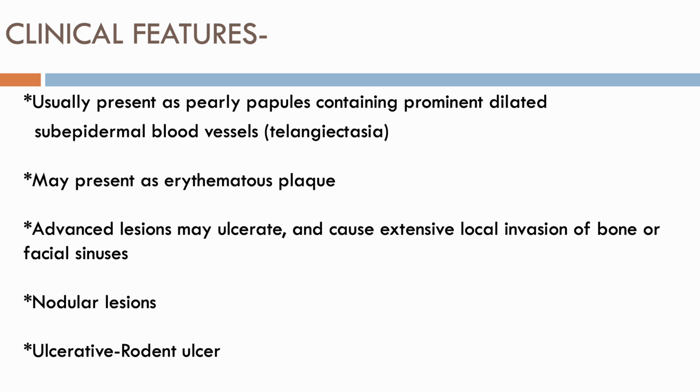The clinical features include: usually it presents as pearly papules containing prominent dilated subepidermal blood vessels, which is known as telangiectasia, and it may present as an erythematous plaque. Advanced lesions may ulcerate and cause extensive local invasion of bone and facial sinuses, then nodular lesions, and as I told you, ulcerative rodent ulcer.